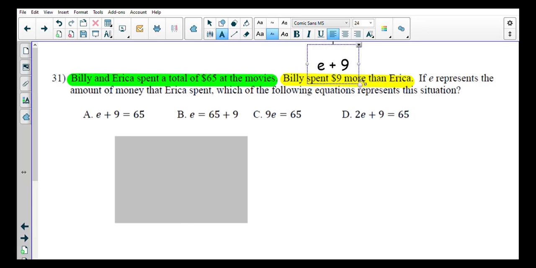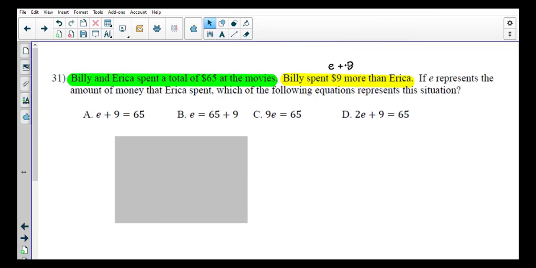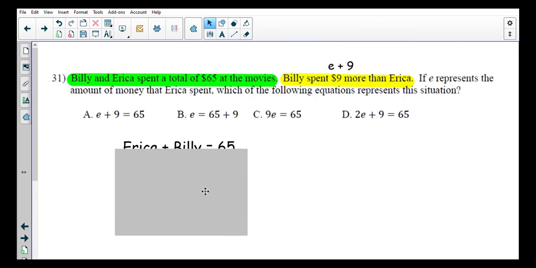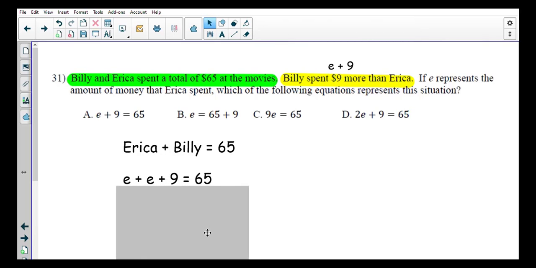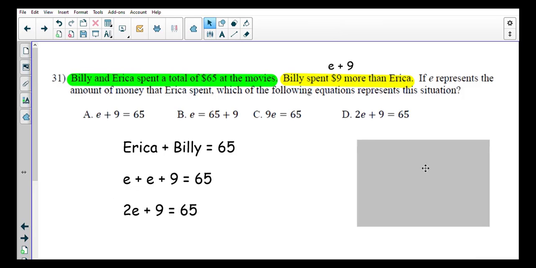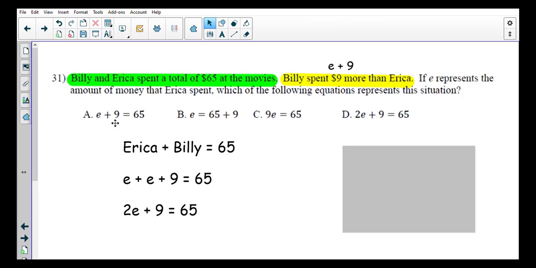So we've got E plus 9 for Billy. So if we have Billy plus Erica equals a total of 65, let's take a look at what we have. Erica plus Billy is 65. Erica is E. We know that Billy is E plus 9, as we set up here from this yellow highlighted statement. Simplify that to get 2E plus 9 equals 65. So we try to find an equation that matches that as we look through here. That's going to be choice D.